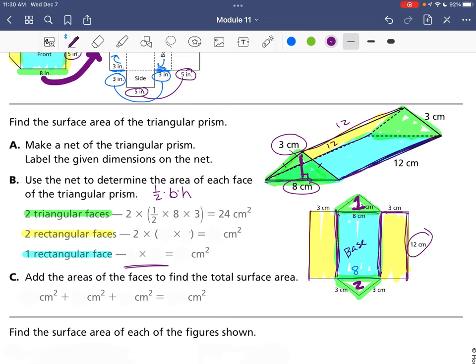But the 2 yellow faces are gonna be 3 times our 12. Okay, so I'm doing the yellow. I skipped ahead, I went to blue for a second. 3 times 12 will give me 36. I have to multiply that by 2 because there's 1 and 2 of them. So I have an area of just the yellow of 72 centimeters. This one is 36, and this one is also 36 centimeters squared. Add those together, 72 centimeters squared.